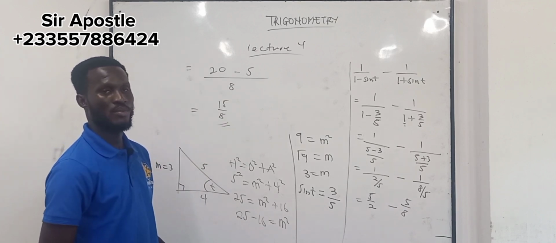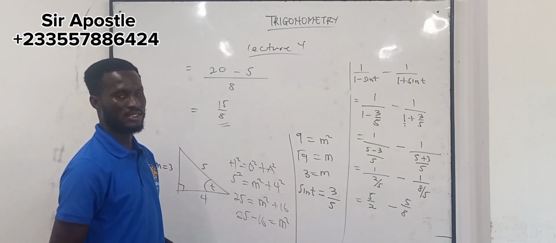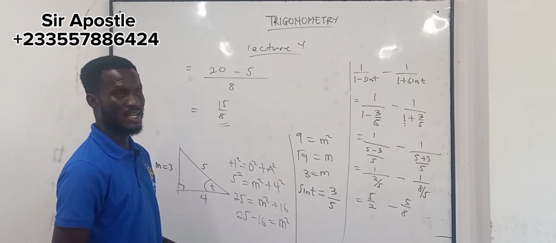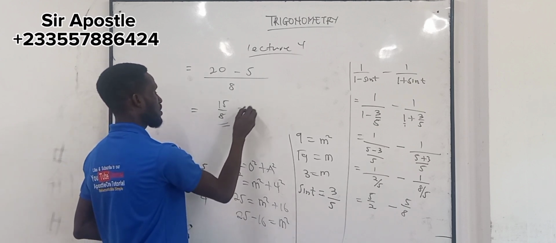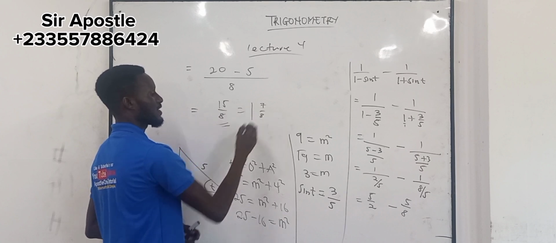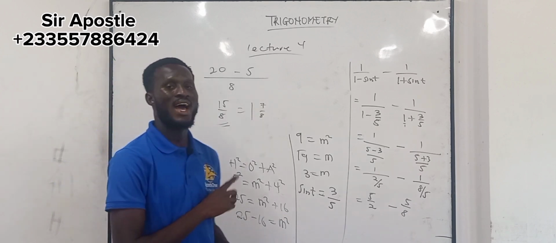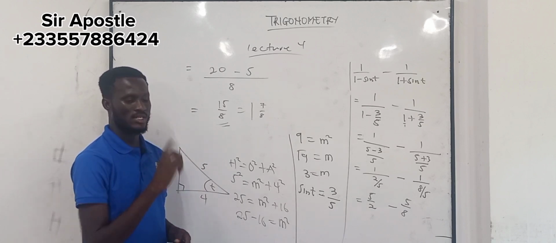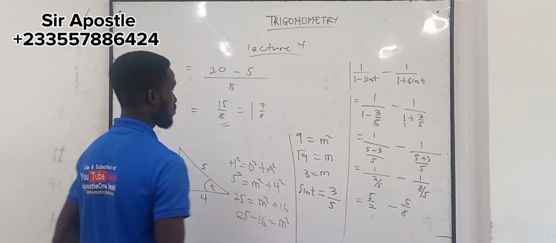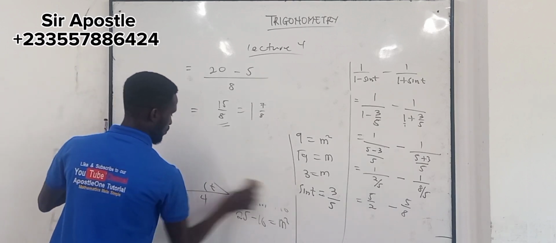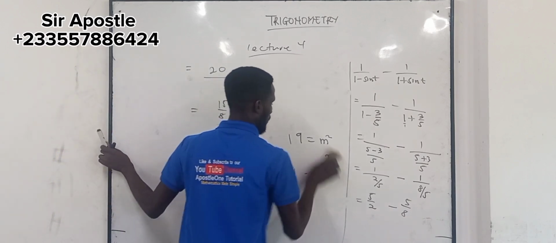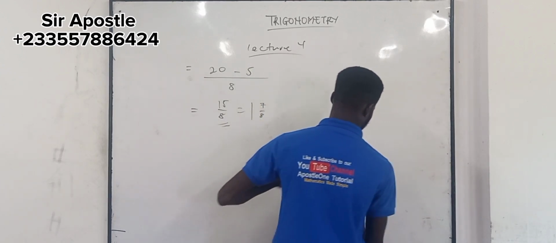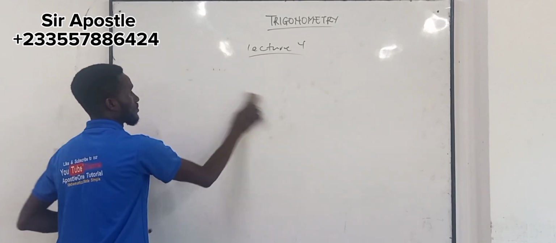We can change it to a mixed fraction, since this one is an improper fraction. If we want to change it to a mixed fraction, the 8 going into 15 only one time, remainder 7. So one whole number and 7 out of 8. If you want to leave the answer in mixed fraction, yes. And this is the answer to the lecture 4, try question 1. Now let's look at the try question 2.